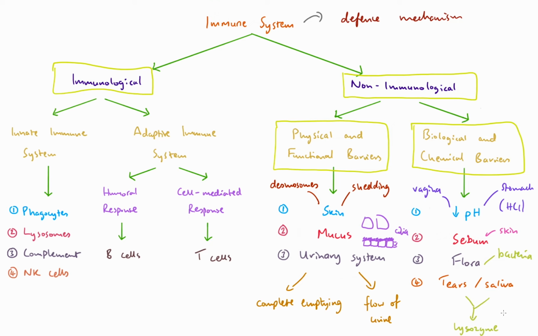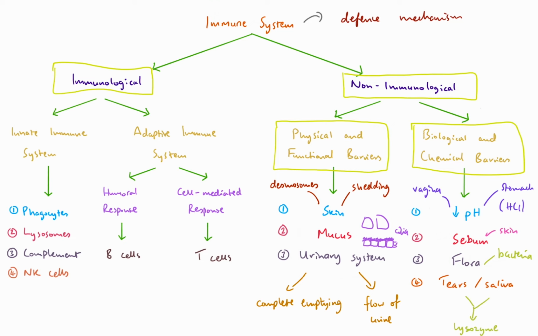As well as that, we know that tears, obviously through the process of blinking, wash and cleanse the eye. And saliva, similarly, cleanses the teeth and the mucous membranes of the mouth and related areas. So that's the non-immunological side of the immune system. Let's take a look at the immunological side of the immune system.